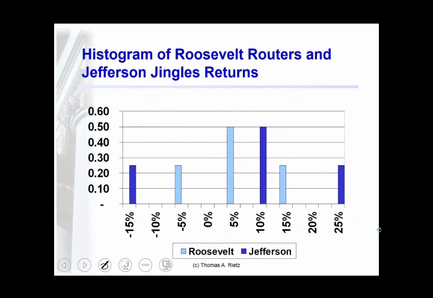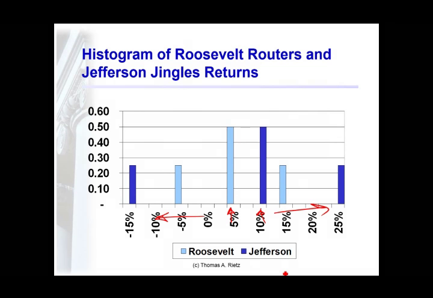We represent the distribution and the uncertainty of the distribution by a histogram. Half the time we get the median 5% return for Roosevelt Routers, or 7.5% return for Jefferson Jingles. A quarter of the time we get a low return, but notice that it's lower for Jefferson Jingles than Roosevelt Routers. A quarter of the time we get the high return, but notice it's higher for Jefferson Jingles than Roosevelt Routers. Jefferson Jingles is more spread out in its distribution. It entails higher risk.